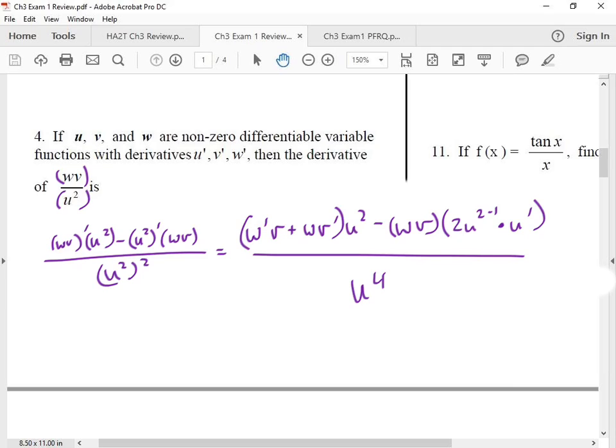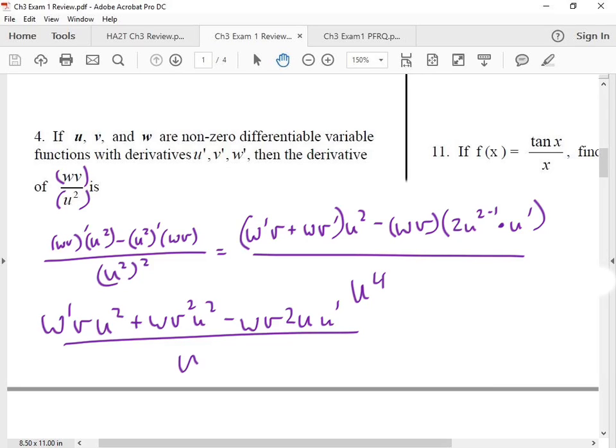All right, underneath that, we got u to the 4th power. Now the question is, can I simplify all this stuff? I don't know if I can. Let's see if we can do it. We got W prime V times U squared plus W V prime times U squared minus W V 2U times U prime, divided by U to the 4th power. That looks bad. Do all of them have a U? Because if they all have a U, I could take a U out of each of them.